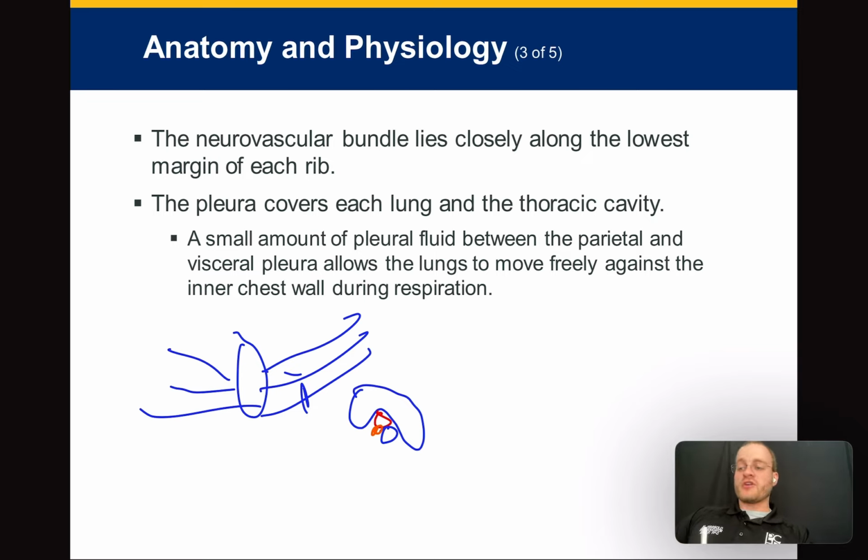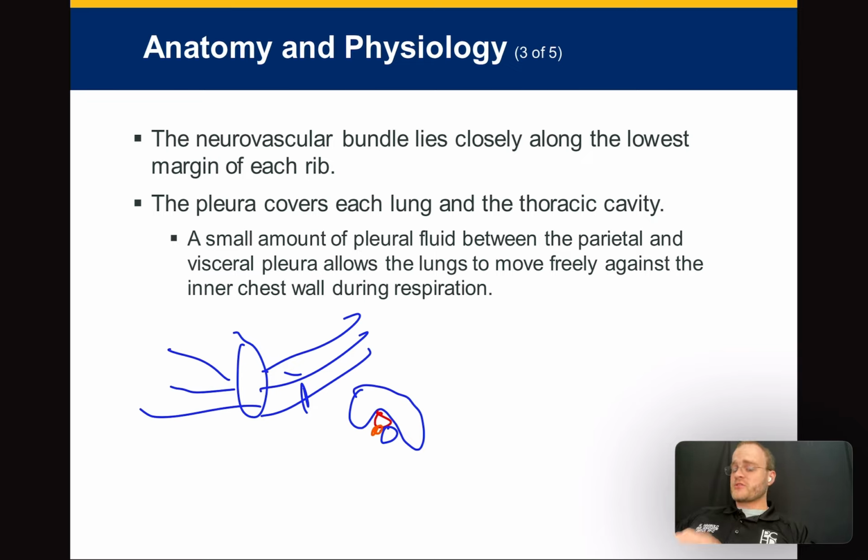Okay, so as you can imagine, if someone cracks a rib, there's a nerve right there. So it is very painful, very, very painful. Also, you have the risk of bleeding. There is an artery and a vein underneath each rib, and so that's one of the consequences of a broken rib.